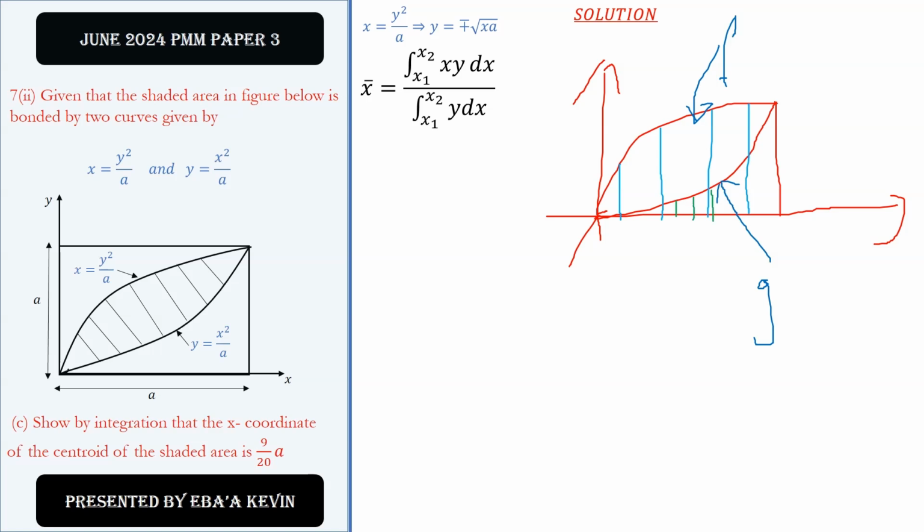These green lines as such are going to be the area. That is the area bounded by this curve here and the x-axis, which is going to be the integral of this second curve from x1 to x2.